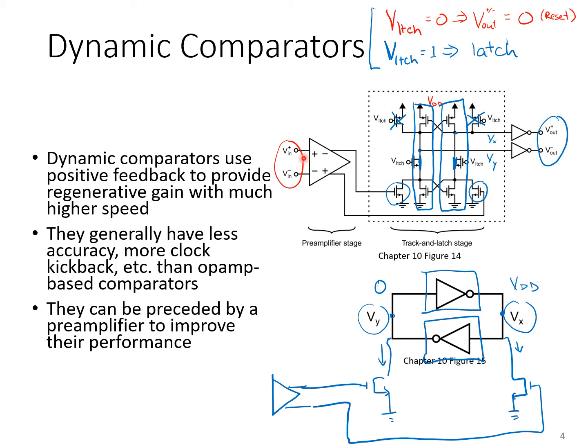So this is just one example of a dynamic comparator circuit. There are many others, but they generally all rely on this premise that by using positive feedback, we can resolve a large differential output from a relatively small initial differential input. And so the key point of dynamic comparators is that they're periodically reset, and then a positive feedback loop is activated to generate the output.